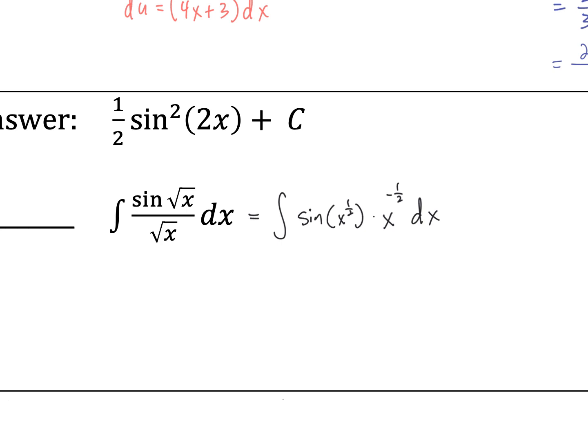Okay, so we'll definitely make u x to the 1/2. Always the next step after you make u something, almost always take the derivative of both sides. And then for this one, I'll multiply both sides by 2 to cancel out that half. So 2 du.